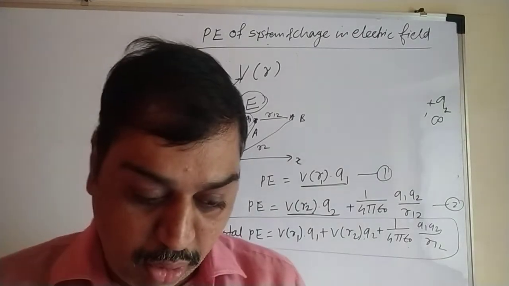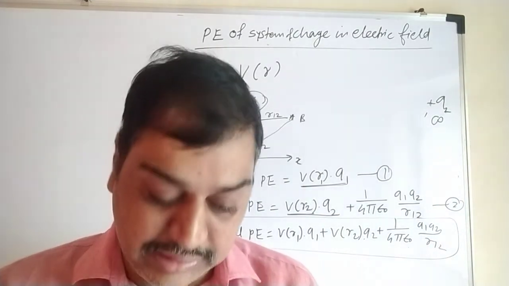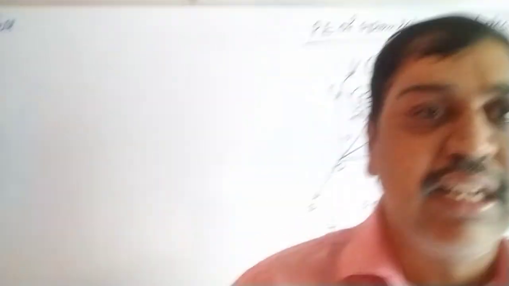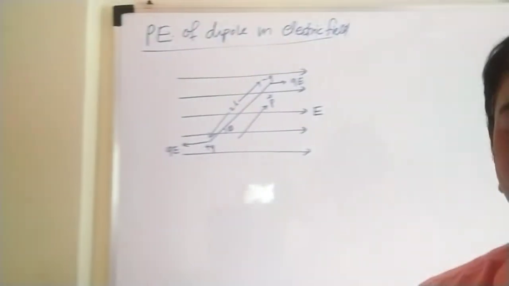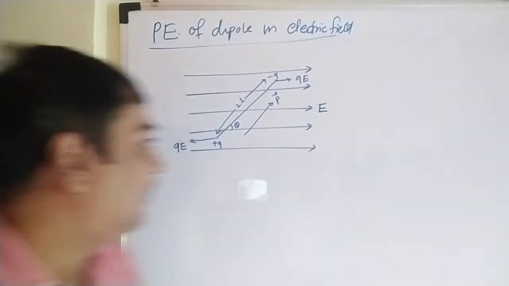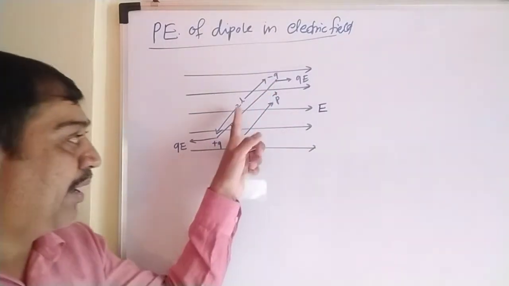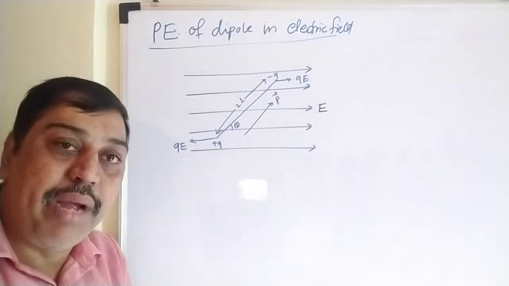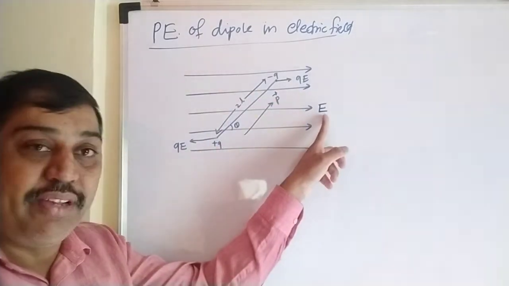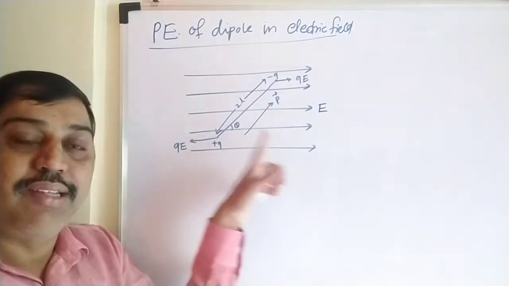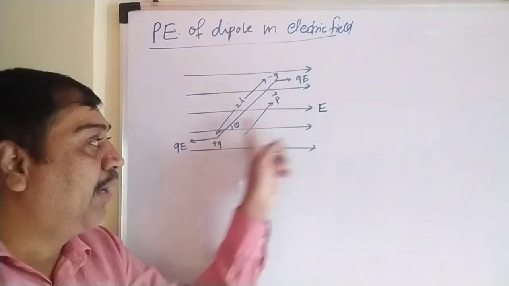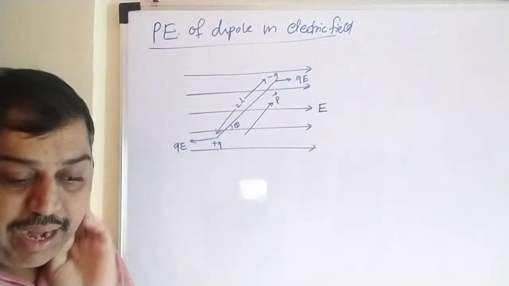Now let's go to the next topic of the syllabus, that is the potential energy of a dipole in an electric field. Initially we saw a single charge being moved, then two charges being moved. Now we have to see an electric dipole being moved. Here plus q and minus q, separated by a distance twice L, form an electric dipole. The electric dipole is kept in parallel lines, which represent the electric field. So the electric dipole is kept in an electric field, separated by distance twice L and inclined to the field by an angle theta.